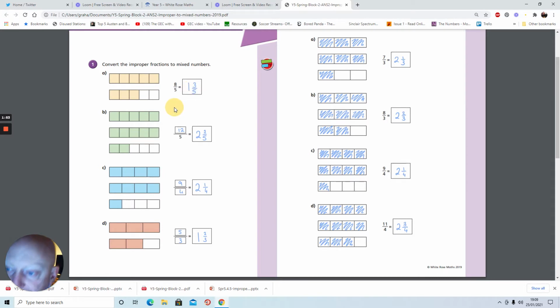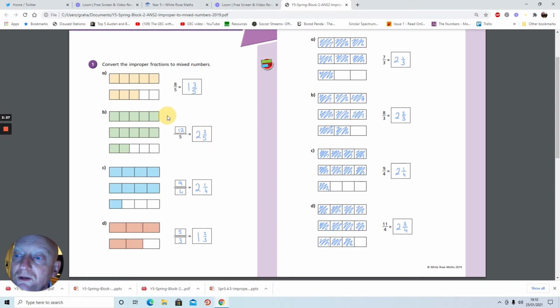So we can go down to this one now. Again, we're working with fifths here, so 1, 2, 3, 4, 5. But this time there are a few more. So we go 1, 2, 3, 4, 5, 6, 7, 8, 9, 10, 11, 12. There are 12 fifths, and that's what it says here. There are 12 fifths shaded in. So we can do our division again. We can say how many 5s are in 12. There are 2 5s in 12, because that makes 10, and there are 2 left over to make 2 and 2/5.